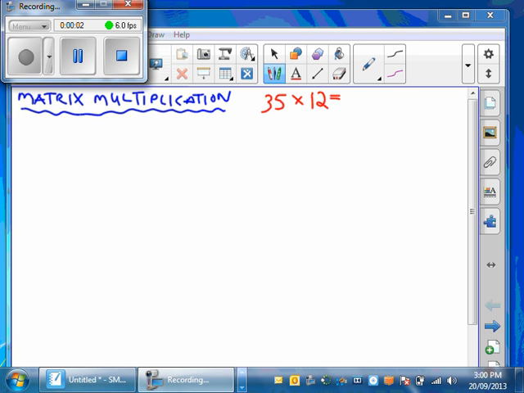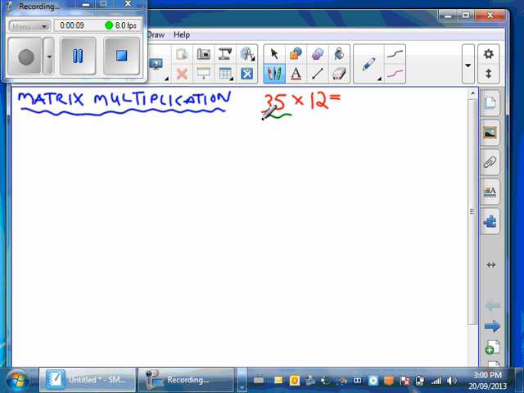Okay, we're going to do a little example of matrix multiplication using two-digit numbers. As we can see up here, we have our equation, and our equation is 35 times 12. If we're using multiplication with the matrix method, we have to first break apart the numbers.